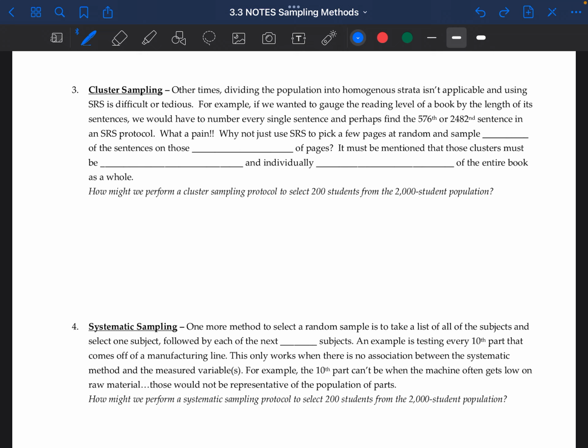You could do a simple random sample here and say, okay, I'm going to read the 576th sentence or the 2,482nd sentence. And that would just be super annoying. Even if you believed homogeneous to be true, what if I just read the first 10 pages or the middle 10 pages? If you just sampled from there, you're not going to get a great idea of what's actually happening.